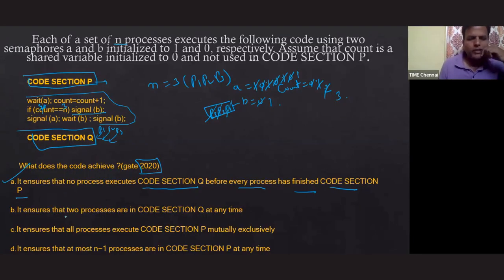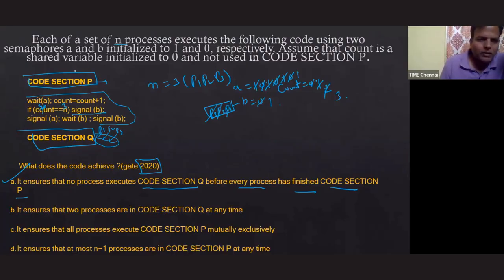Okay, next one, sir. It ensured that two processes are in code section Q at any time. Is this possible, sir? No, sir. Here three processes can be inside code section Q, which we have just seen. Okay, fine. It ensured that all the processes execute code section P mutually exclusively. No, it is not guaranteed.